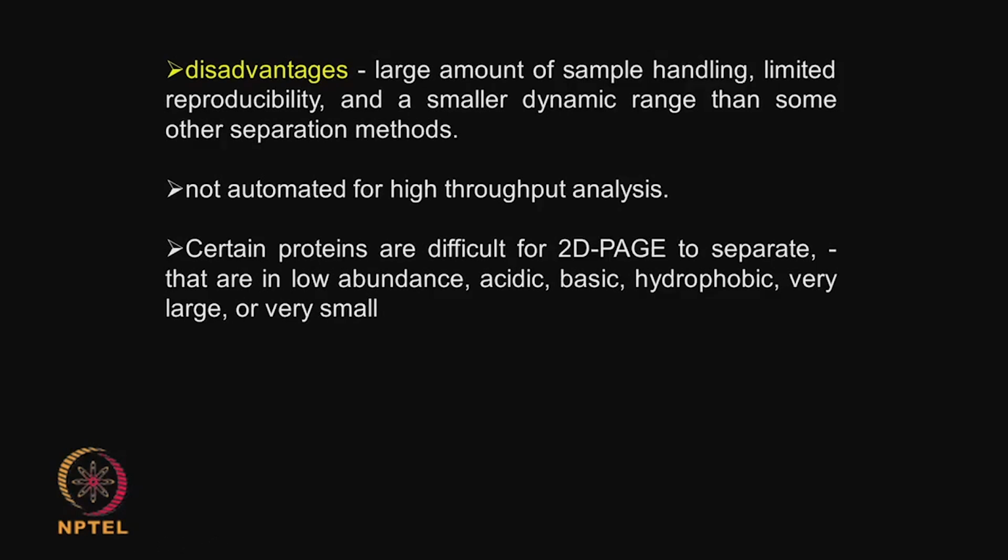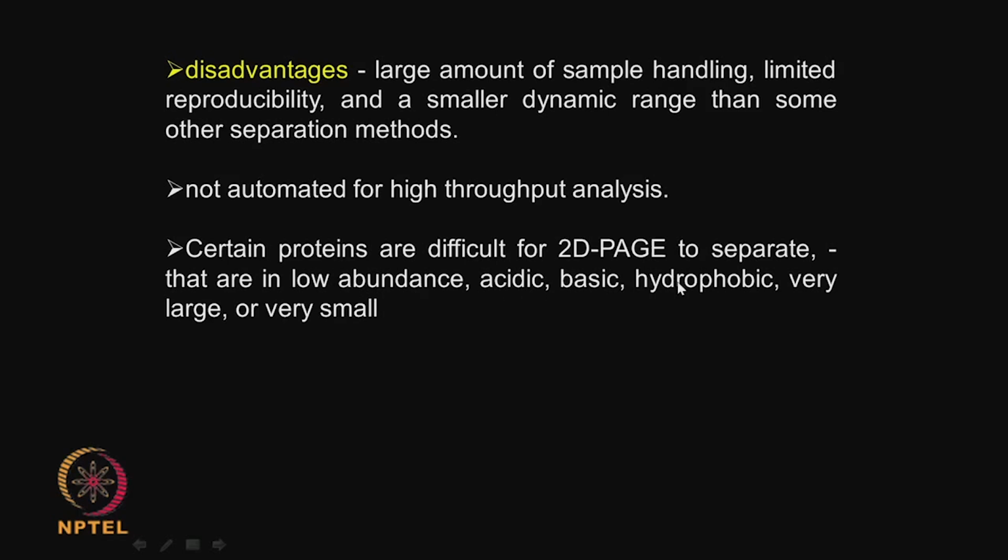Disadvantages: large amount of sample handling, as I showed you there can be thousands of spots. Limited reproducibility. If I take another sample from the same source and run a 2D, I may get a totally different pattern, and a smaller dynamic range than some other separation methods. It is not automated for high throughput analysis, it is very difficult for high throughput, and certain proteins are difficult for 2D PAGE to separate, which are low in abundance. If the quantity is very low, it is difficult.